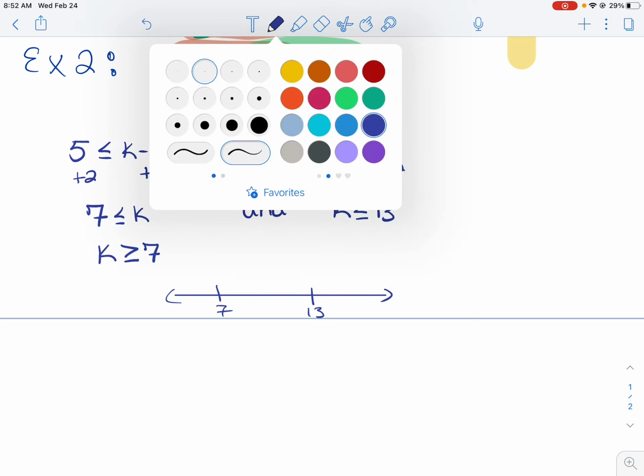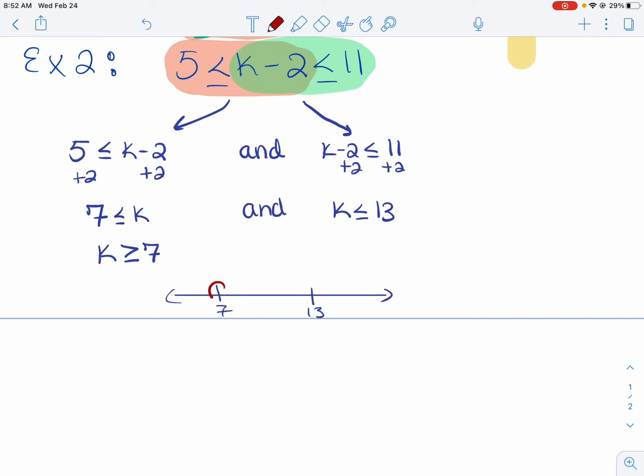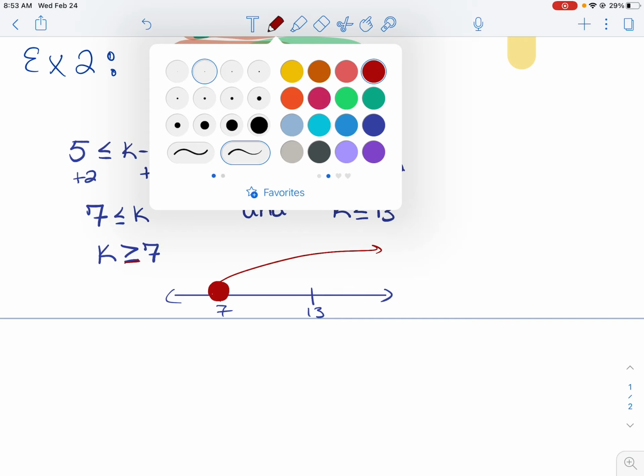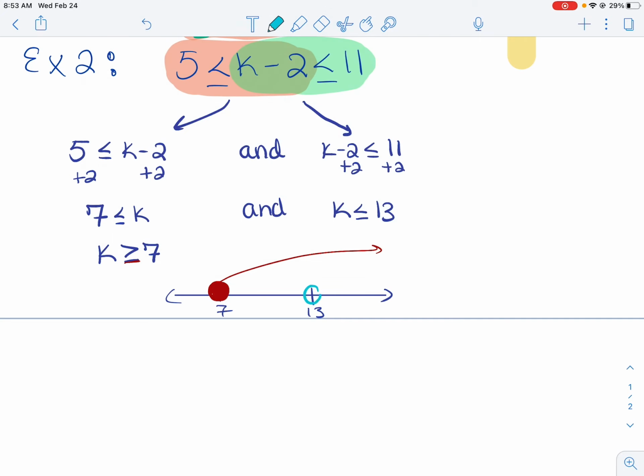This is actually very similar to the one we just solved. So I'm going to circle 7. Because it has the equal to here, I can fill that in. I'm including 7 as part of my solution. And I want all the numbers greater than 7, which would be everything to the right. And then 13, circle that value. Again, I'm filling it in because of the equal to here, and I want everything less than 13. Where those two inequalities overlap, their intersection is right in the middle there. That is my solution, okay?